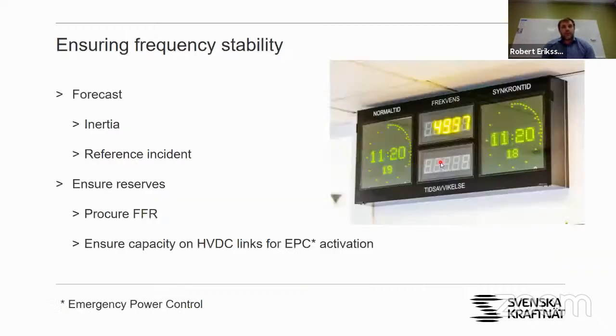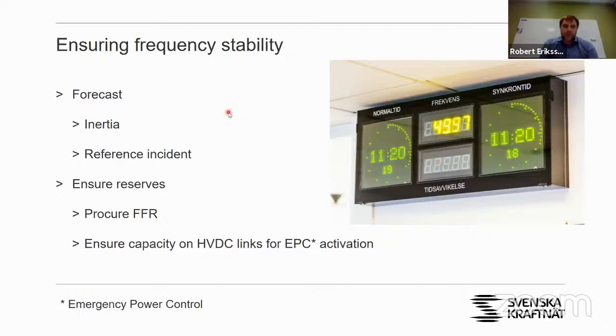But how do we then ensure frequency stability? Well, we need a forecast of the inertia. So we made a forecast based on machine learning, taking the market information into consideration. And based on that, we can get a forecast for almost a week. But of course, the closer you get in time, the better the forecast is. And we also need a forecast of the reference incident. And that one is usually quite easy because we have the market information from the nuclear power plants and also usually from the HVDC links, how they will operate.